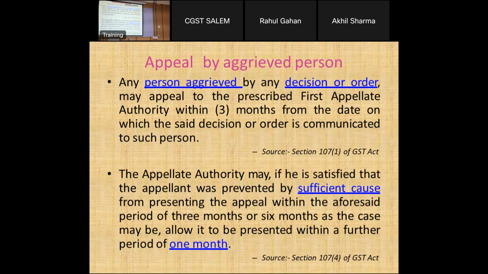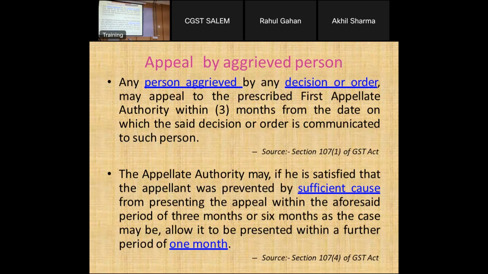He would have put forth his comments in the SCN also, after the previous SCN. Still, the department has confirmed the tax. So he will go for further decision. He will quote some case laws and other things, and he will defend his side, and he will appeal within 3 months with the first appellate authority.